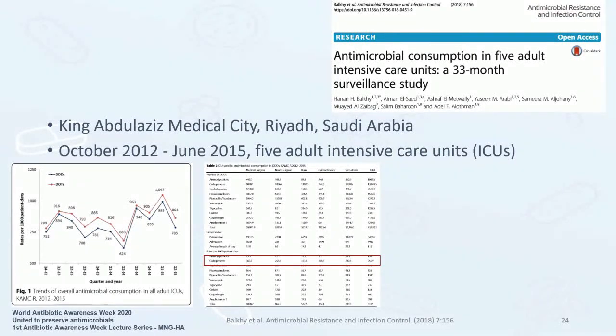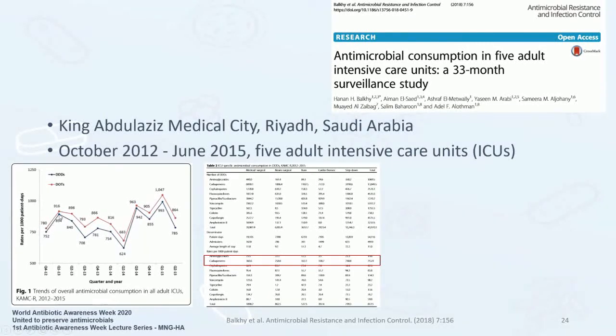The first study is looking at antimicrobial consumption in 5 adult ICUs over a 33-month surveillance study. This study happens to also be done here at National Guard, the National Guard facility in Riyadh. So the team looked at data from 2012 to 2015 in 5 adult ICUs. And as you can see here in the bottom left corner, from Q4 2012 to Q2 2015, you have the DDDs and the DOTs calculated.